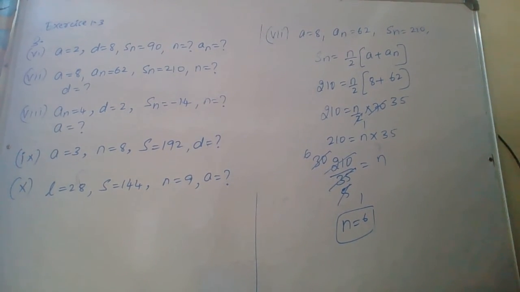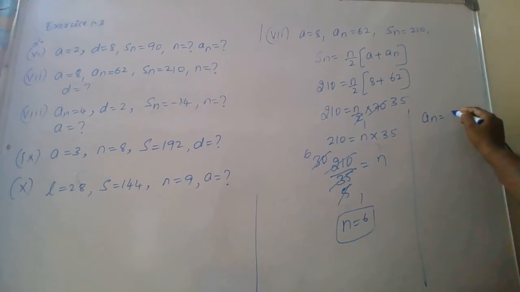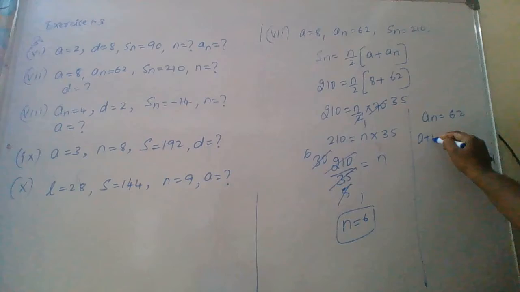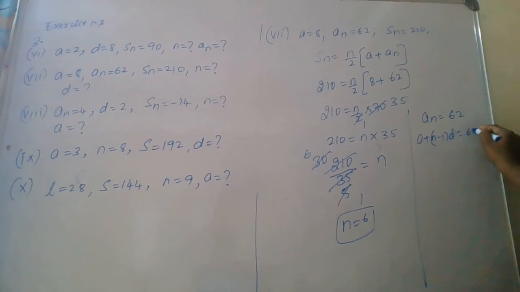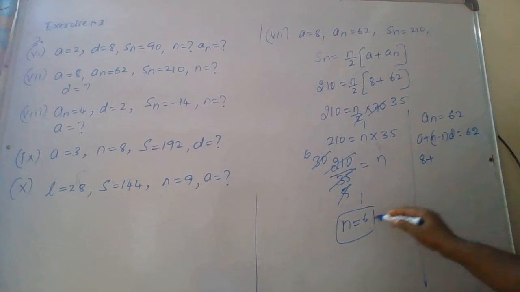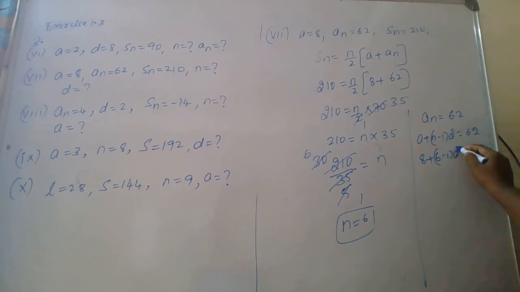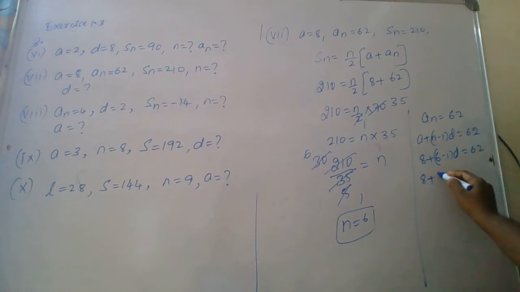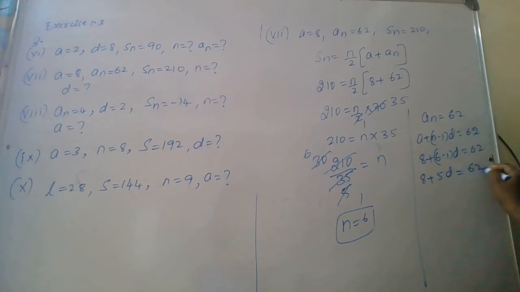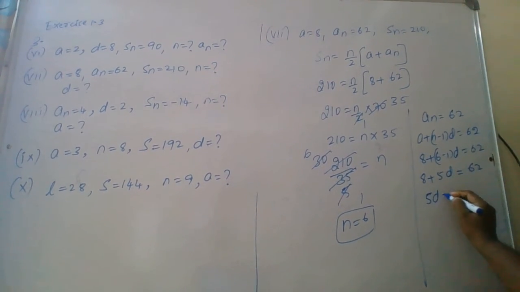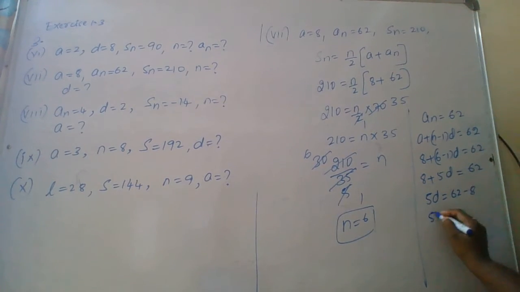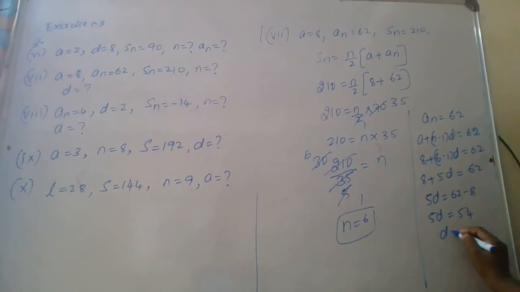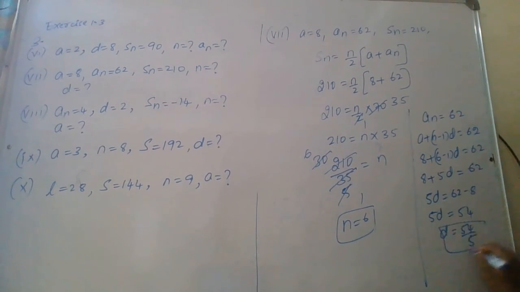We got the value of n as 6. Now we have to find d. For that, let's use an. an is equal to 62. an is a plus n minus 1 into d equals 62. So a is 8 plus n is 6. So 6 minus 1 into d equals 62. 8 plus 5d is equal to 62. Send the 8 to the other side. 5d is equal to 62 minus 8. 5d is equal to 54. Therefore, d is 54 by 5. That's the value of d.